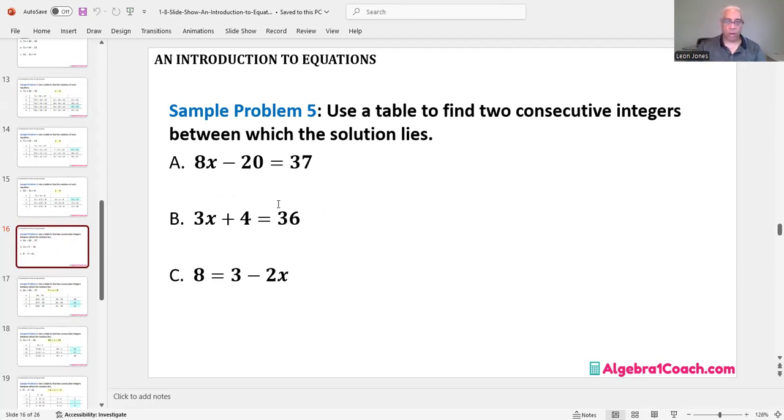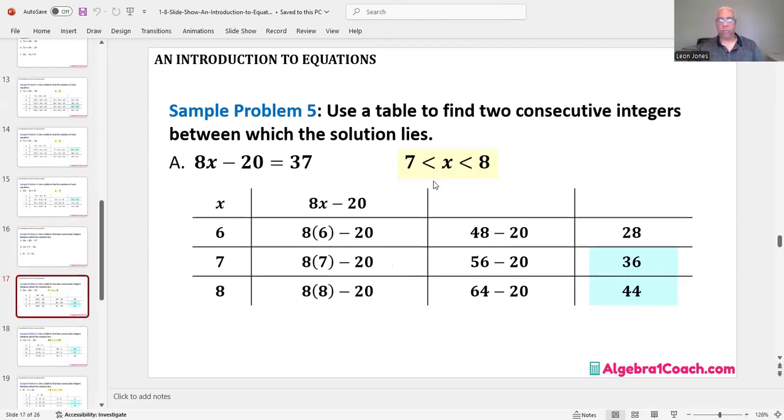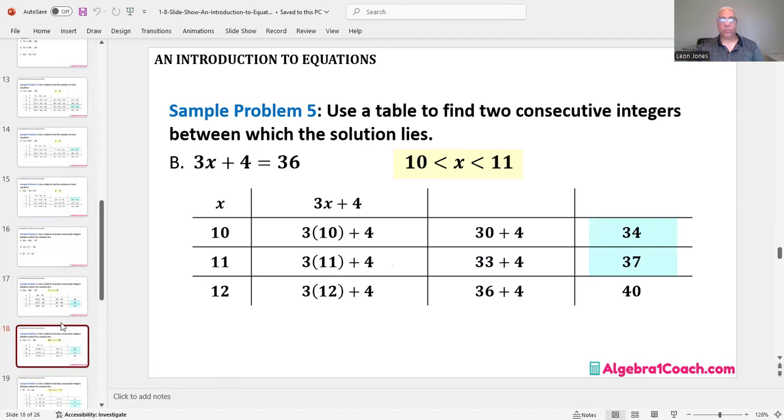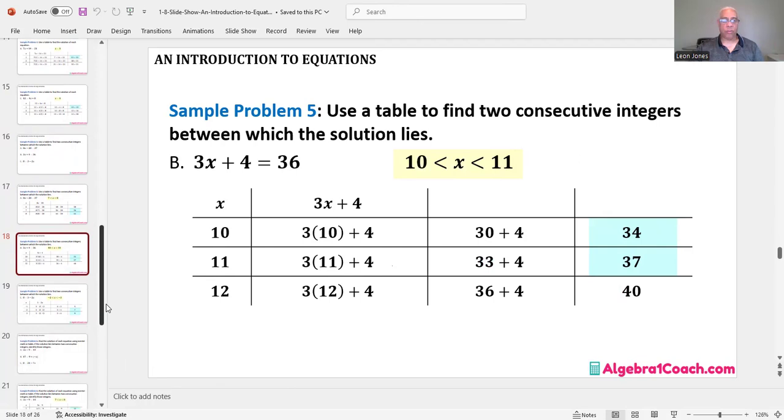I'm going to do the same thing here. 3x equals 32. And this is what they're talking about, integers. Integers are not whole numbers. Let's see what they did in the table. This is how they did it. 36 and 44. And they're using equalities and inequalities.